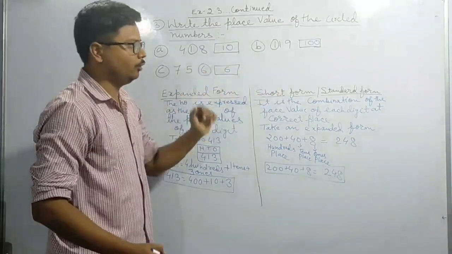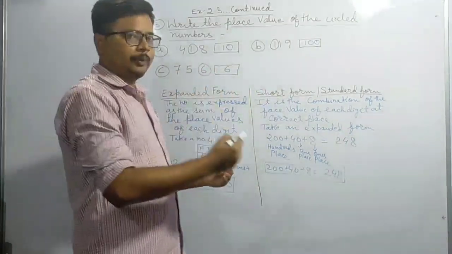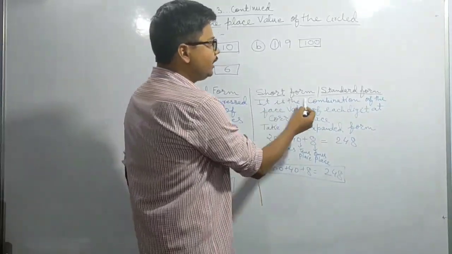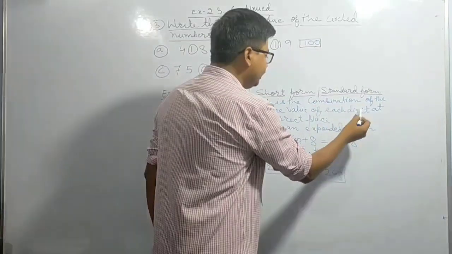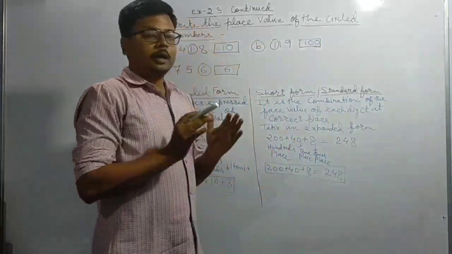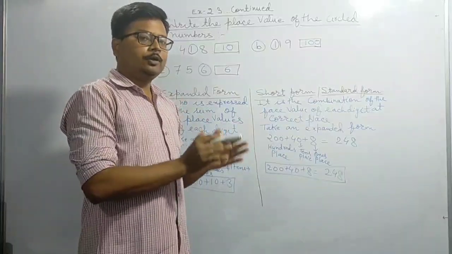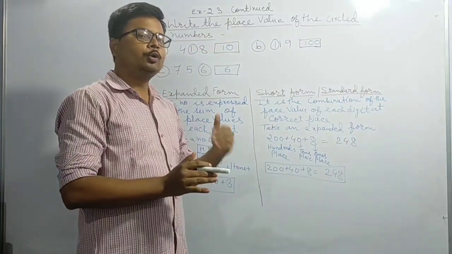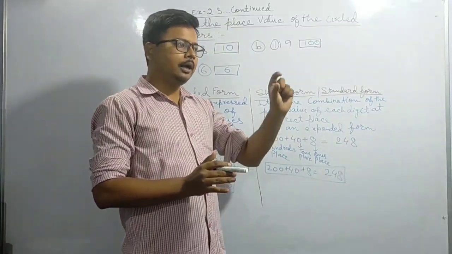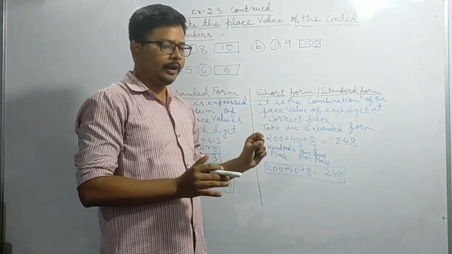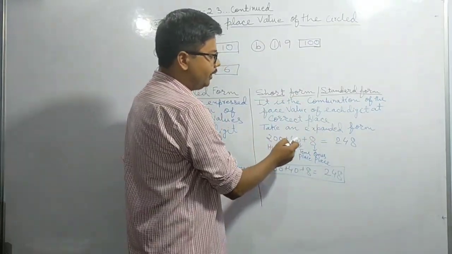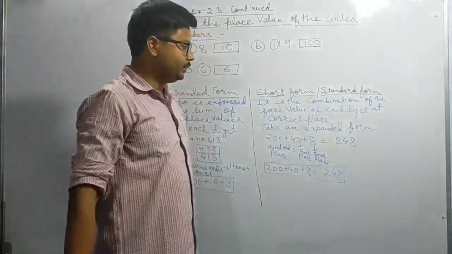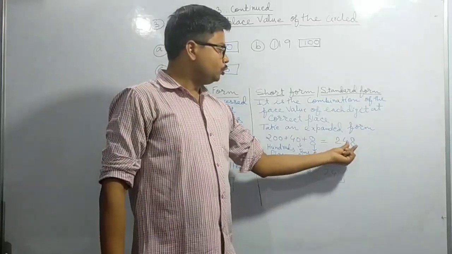Now come to short form. It is just the opposite of expanded form. See, it is the combination of the face value of each digit at correct places. So I think I have explained face value also. What do you do in face value? You just take the digit from the given number. Now see, take an expanded form. 200 plus 40 plus 8 equals 248.